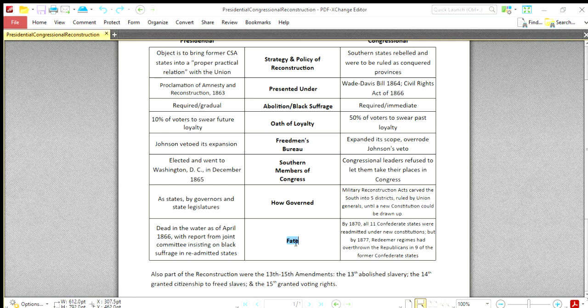Moving down to the fate row. The presidential plan was politically dead in the water when a joint committee from the House of Representatives and the Senate met in April 1866 and committed to the position that they would not let any state into the Union unless their Constitution explicitly called for the black vote. And so that meant the presidential plan was dead. No state was going to be readmitted to the Union under that plan. And so by 1870, all of the 11 former Confederate states had been readmitted to the Union under the Congressional Plan.